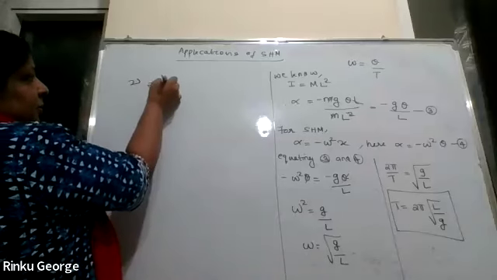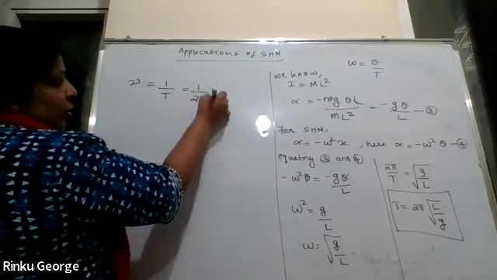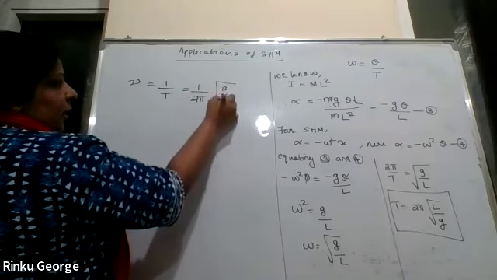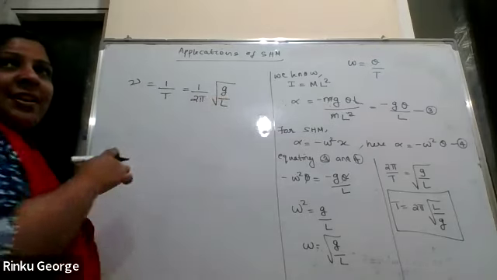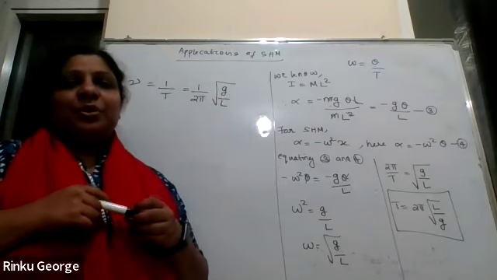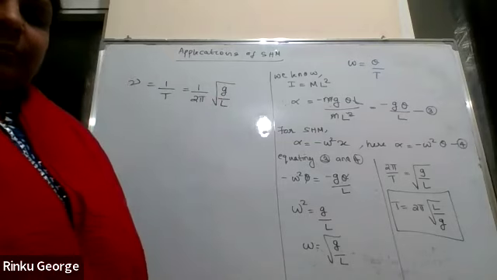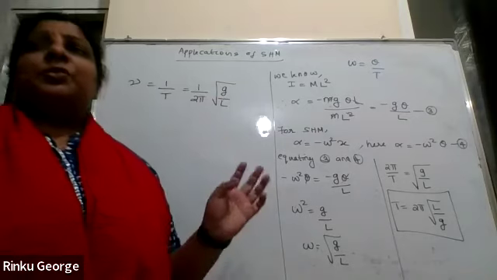Frequency of a simple pendulum is 1 by time period, which is equal to 1 by 2 pi root of g by L. This was there in the first chapter. Frequency is 1 by 2 pi root of g by L.